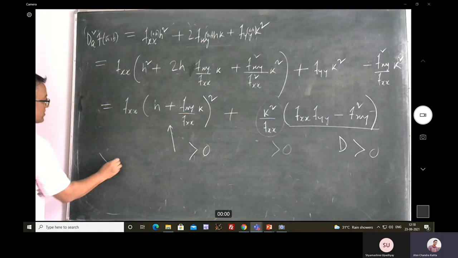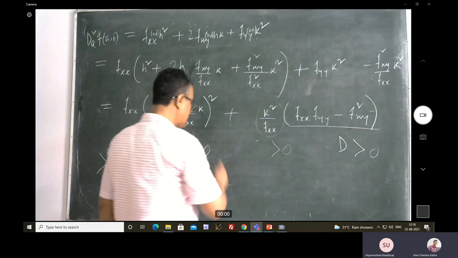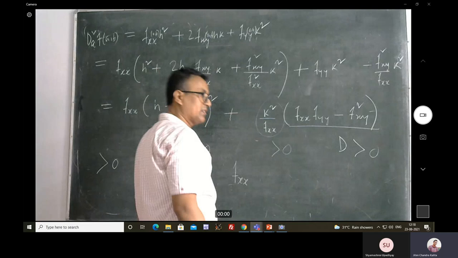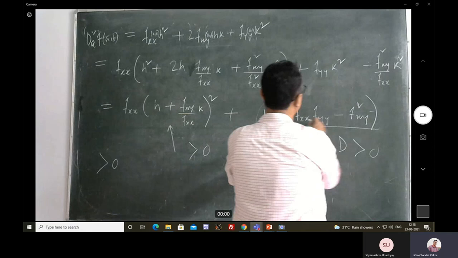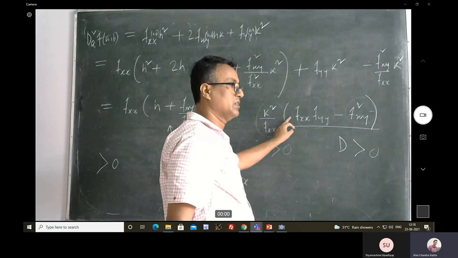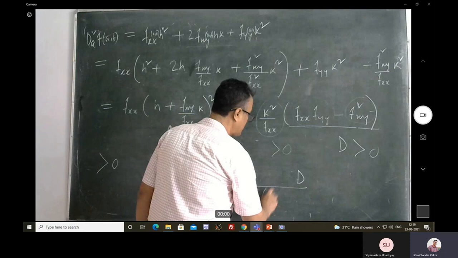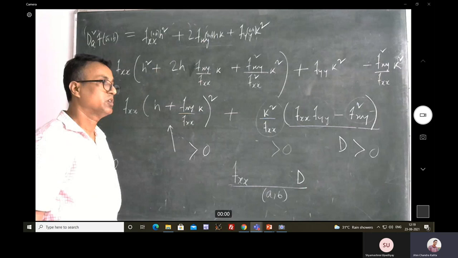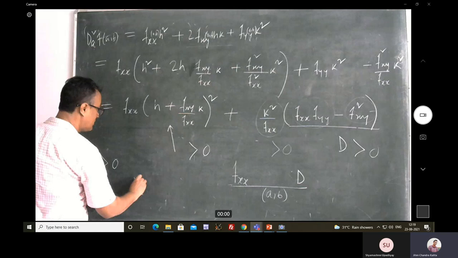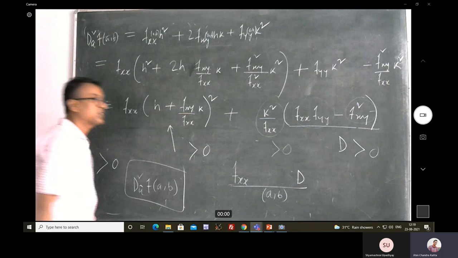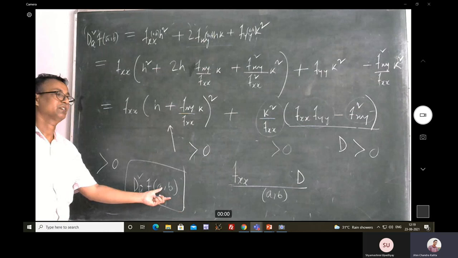Fine. So now, what is happening? I have already been given that fxx is a continuous function. And if you look at the formula for D, you know that it is a product of continuous functions and then a sum of two continuous functions. So fxx and D, they both are continuous at the point ab. That means this one must be continuous at ab.